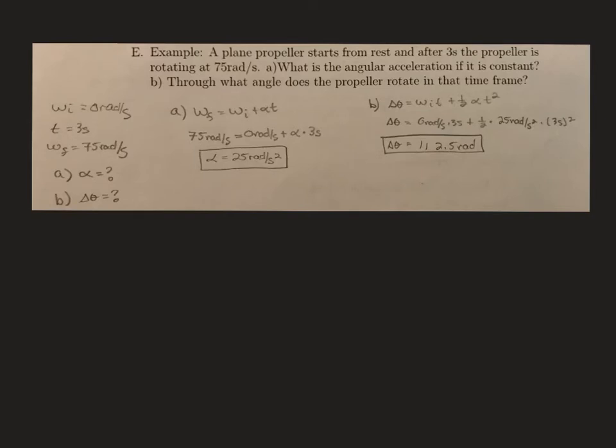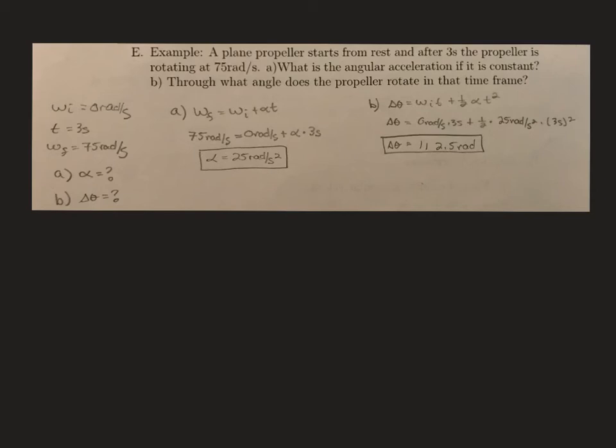Alright, since we need to find angular acceleration, there's only one equation in our list of constant acceleration equations that we can use, and that's the idea that the angular velocity final equals angular velocity initial plus angular acceleration times time. So I'm going to plug in my 75 radians per second, and that's going to equal 0 plus the angular acceleration times the 3 seconds. So that gives me my angular acceleration to be 25 radians per second squared.